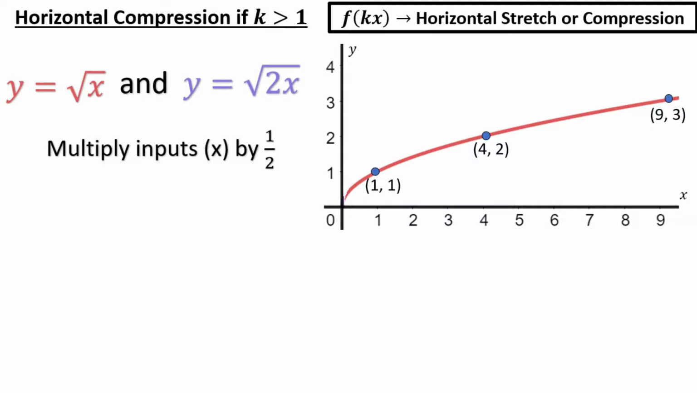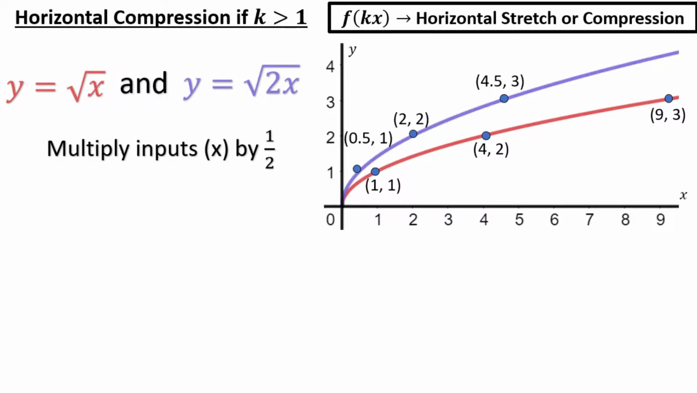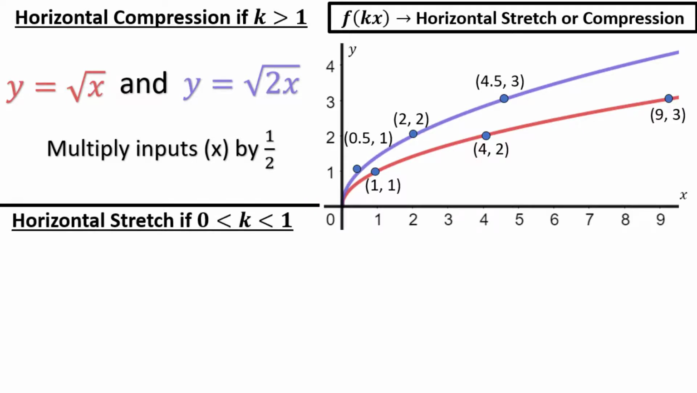We no longer have the key points (1, 1), (4, 2), and (9, 3) on our graph. Now we have (1/2, 1), (2, 2), and (4.5, 3). The x values are multiplied by 1/2, which compresses the graph horizontally. If we have a coefficient on x between 0 and 1, then the translation is a horizontal stretch. And again, the values for x should be multiplied by 1 over k.